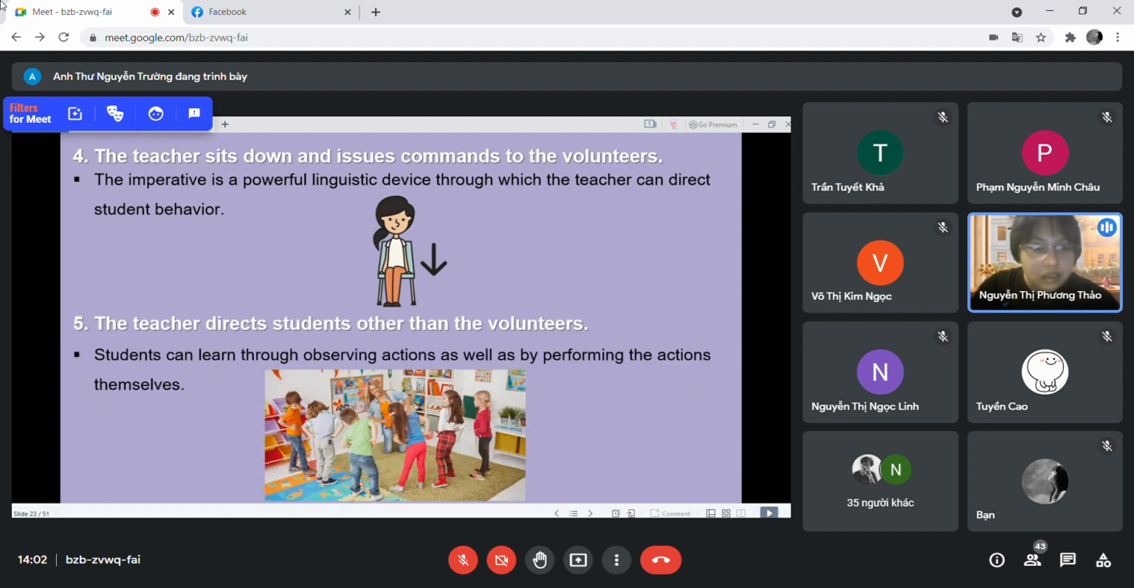And the next one, the teacher directs students other than the volunteers. The principle is students can learn through observing action as well as by performing the action themselves. So maybe the other students also have an opportunity or training to demonstrate their understanding, not only through the volunteers.